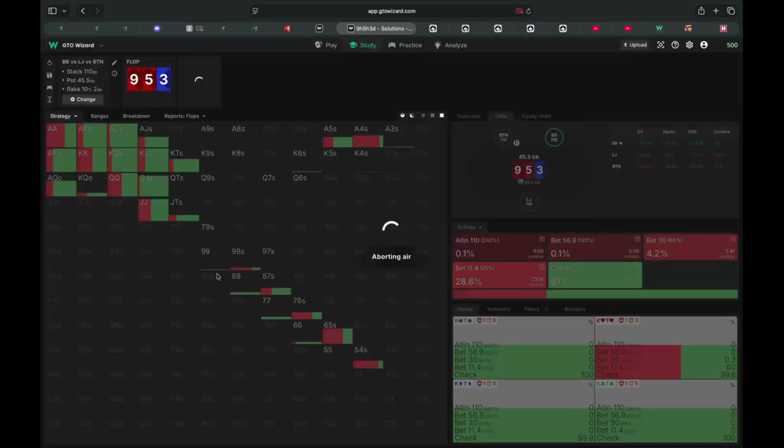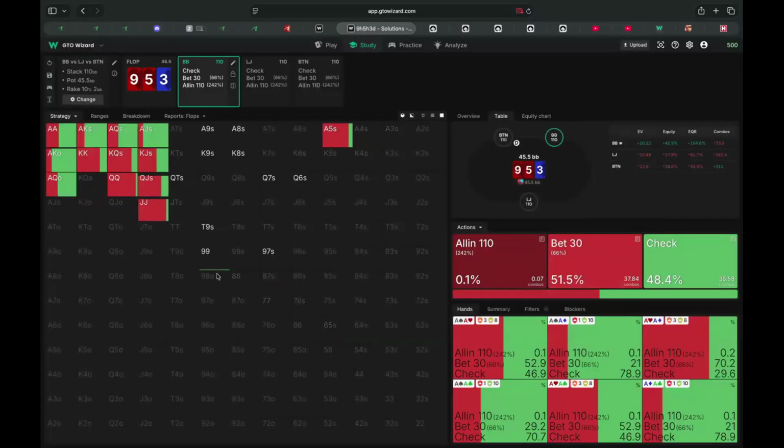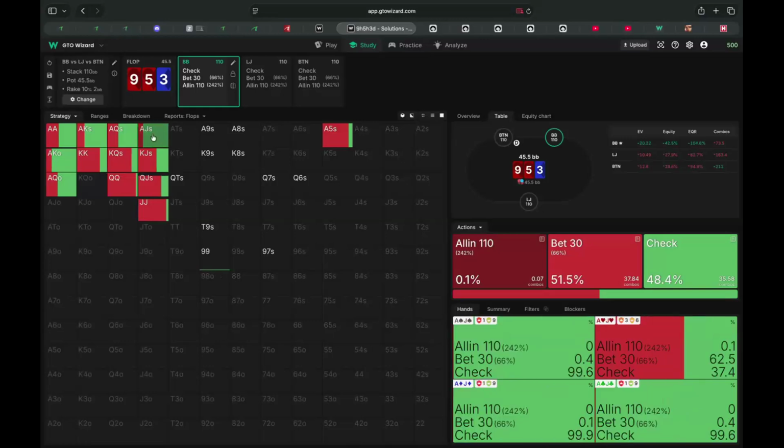These are some terrible low hands. Now all of a sudden, the button players are just giving it up. Can we do the same thing we did before and give it a couple more sizing options?